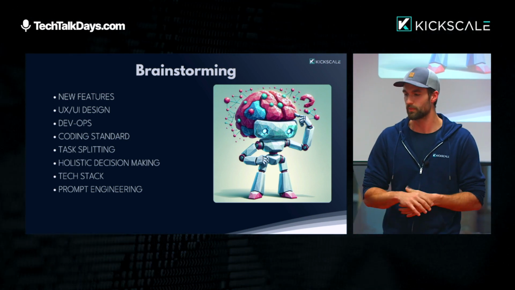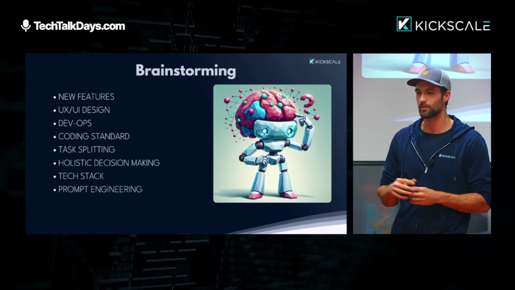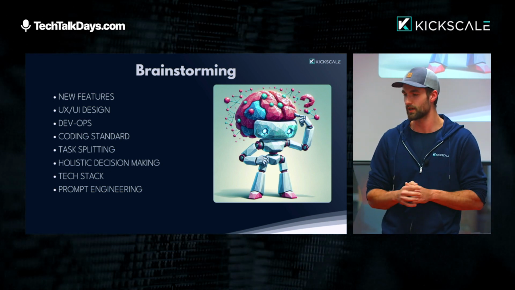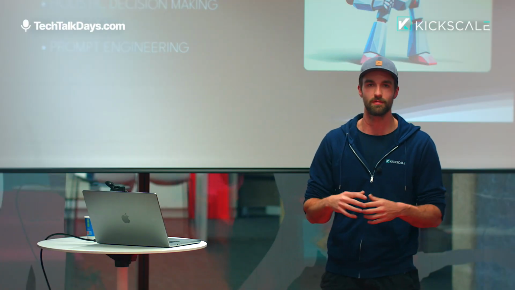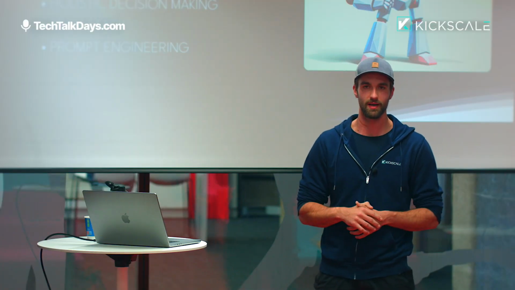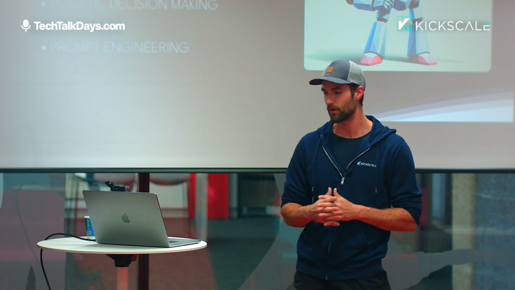Also for DevOps topics, you could brainstorm coding standards. So what you need to consider when you are building up your coding standards. You can also use it for task splitting. So if you have a big epic, you can ask it to split it into smaller subtasks, which you can then take and create tickets from.